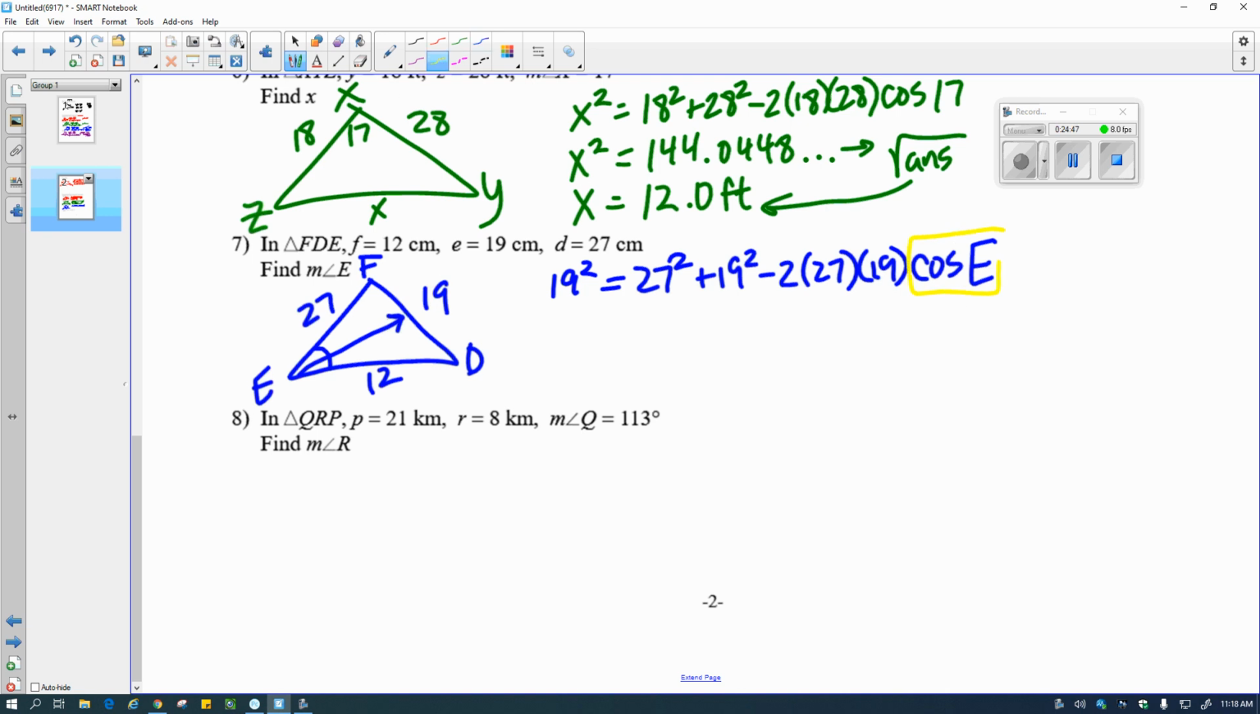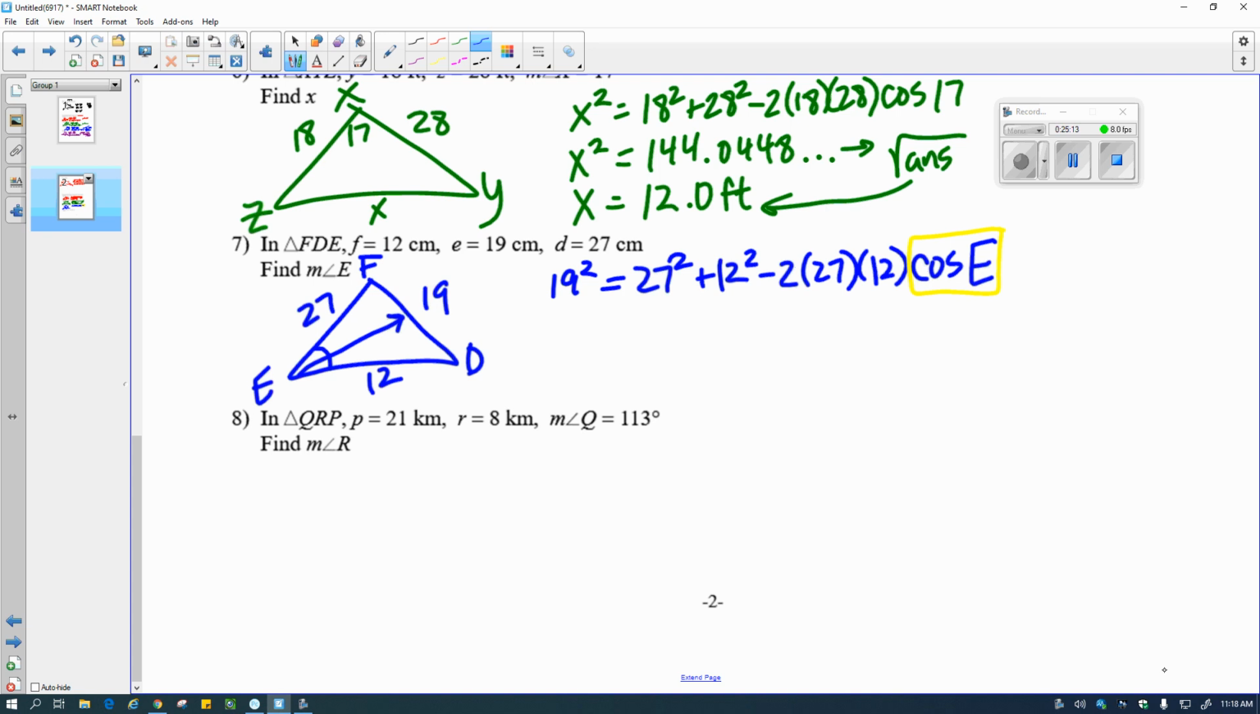Now I'm going to square off this E. I'm blocking it. Yes. Oh, thank you. Let me fix that. 12, not 19. I already used 19. Thank you for that catch. So 12 and 12. All right, so I'm going to block off the cosine of E.